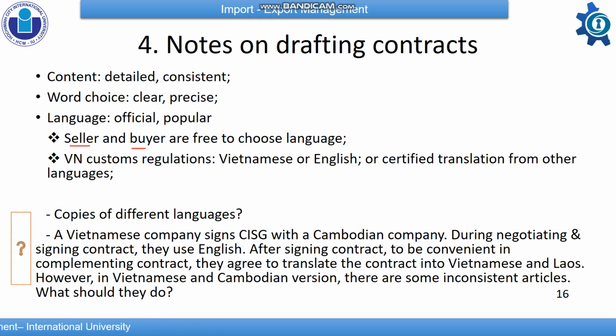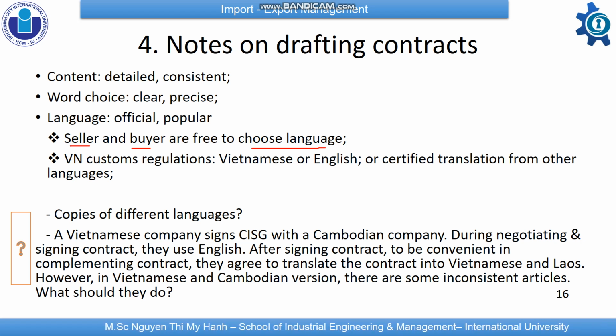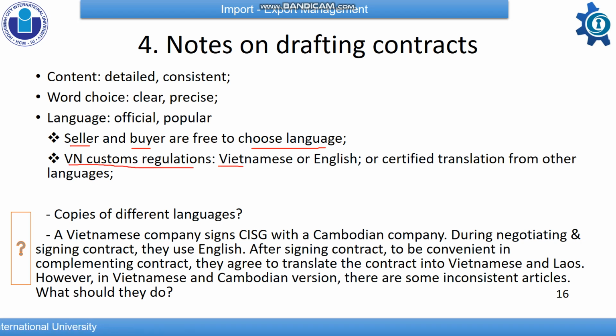The seller and buyer are free to choose the language. So you can choose whatever language you discuss with each other and conclude which language is the official language for your contract. Following the Vietnam customs regulations, we either choose Vietnamese or English or a certified translation from other languages. So the question here is, should we make different copies, like many copies in different languages, of the contract?